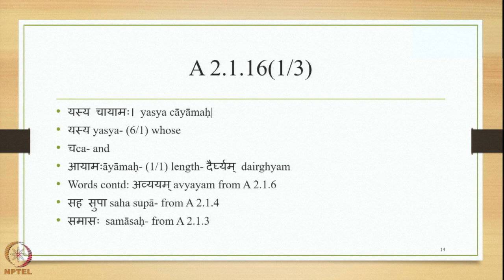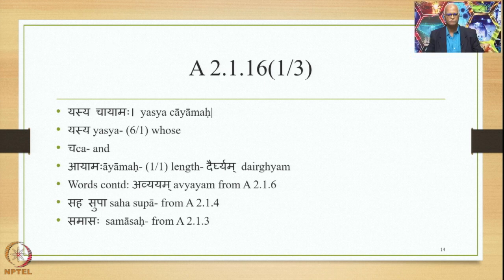After having studied anuryasya samaya, let us now study 2.1.16, Yasya chayamaha. This sutra has got three padas, namely yasya, cha and ayamaha. Yasya is 6/1 shashti, which means whose, cha means and, and ayamaha is 1/1, which means the length or dairghyam, as is explained in Sanskrit commentaries.